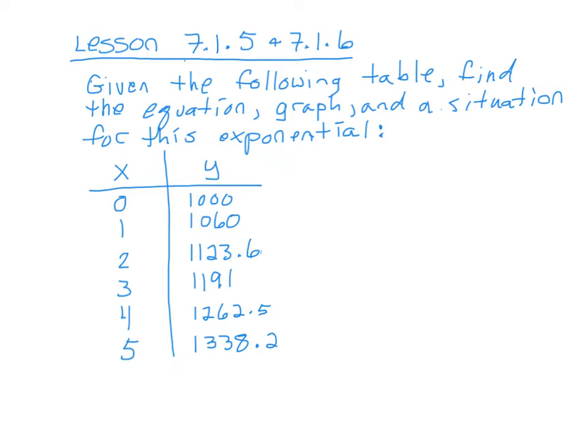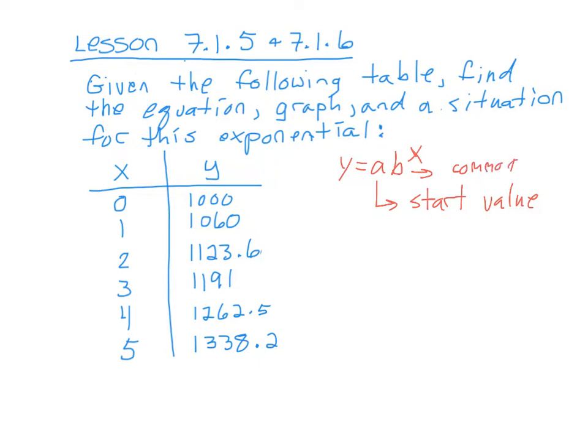In all circumstances, your first step is always to find your equation, because without it you really can't find the other representations. Since we're given a table of data, I'm going to be finding my start value and my common ratio. The start value is the a in our standard form exponential equation, y equals a times b to the x, and b is our common ratio.